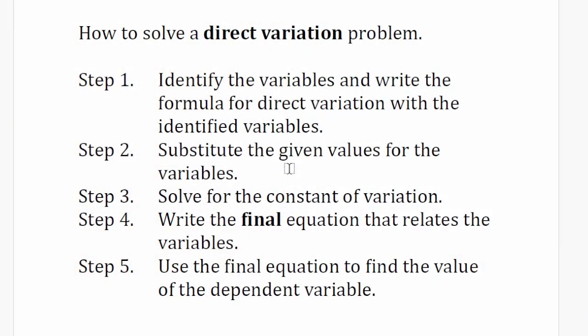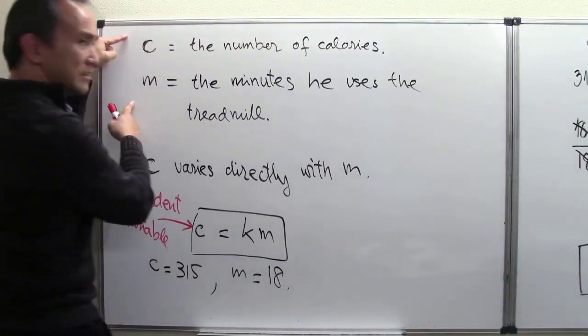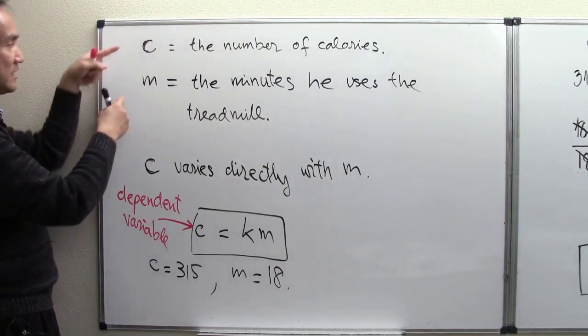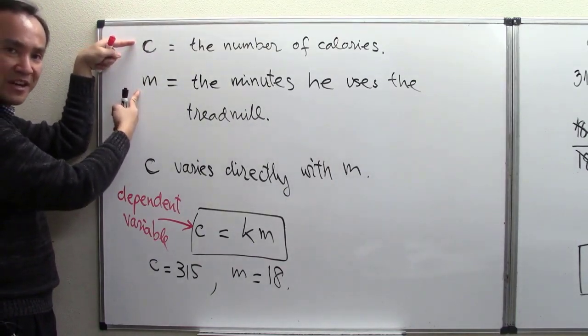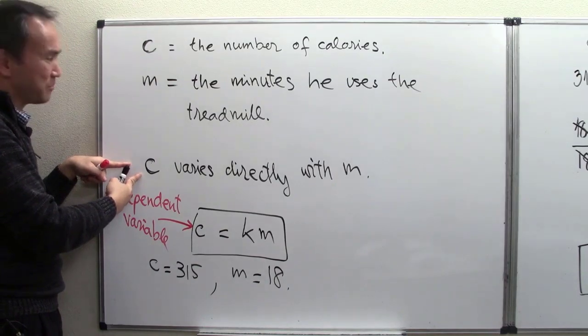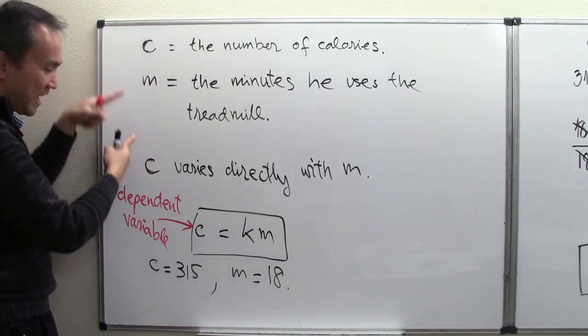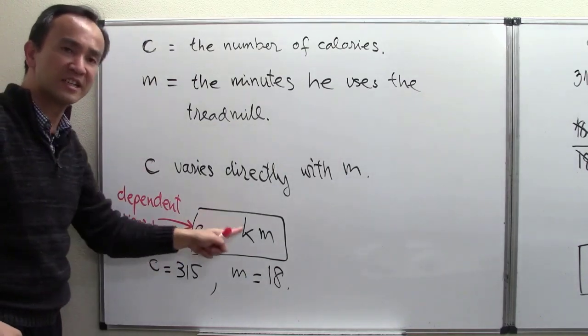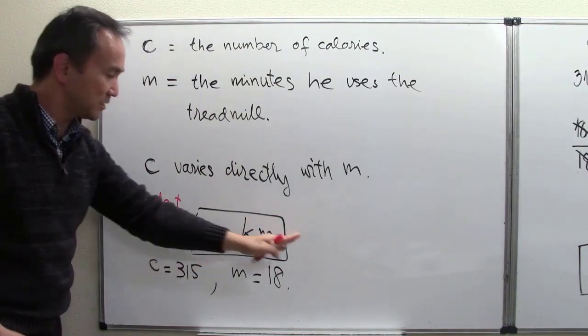So on my screen here, I have the following: how to solve a direct variation problem. The problem that we have just done represents the following steps. Step 1, we identify the variables and write the formula for direct variation with the identified variables. Right here in step 1, this is what I did. I first identified the variables and named those. Then this was something to help recognize the equation. Once we have identified the variables, we come to that equation that represents our direct variation. By this point, that's the end of our step 1.